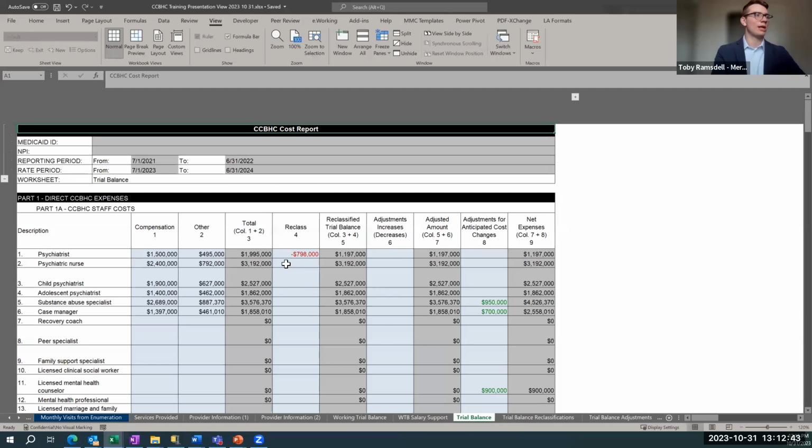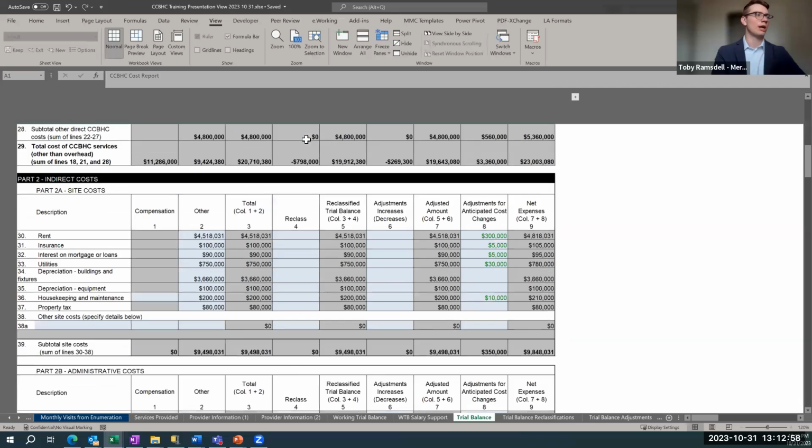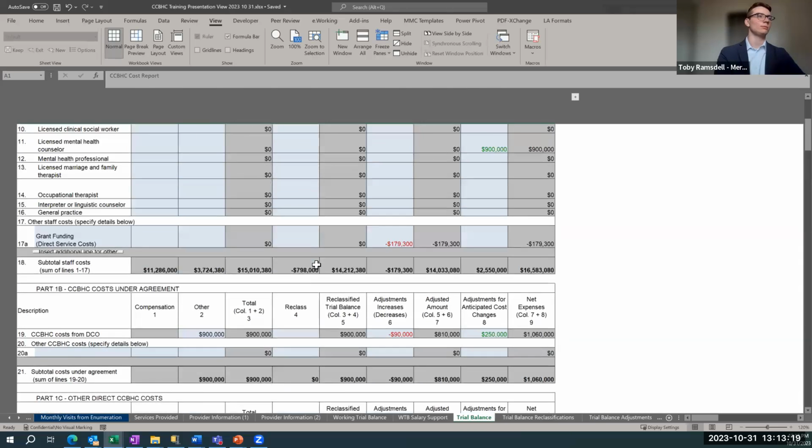So I've made the reclassification on line 1 in a negative amount. Remember, each reclassification gets an equal and opposite reclassification to another line. So I make the negative reclassification to move the costs to line 40, which is the office salaries. So you can see there, line 40, that's where I've re-bucketed those costs. So the financial reporting system captures data in one way, but to accurately reflect the CCBHC costs, some reclassifications and adjustments are needed.